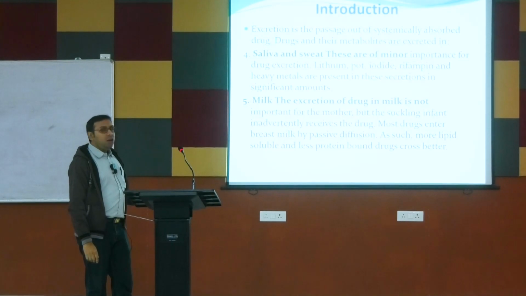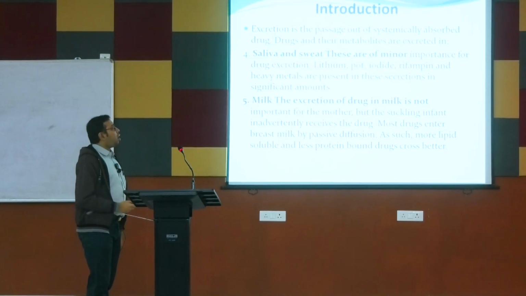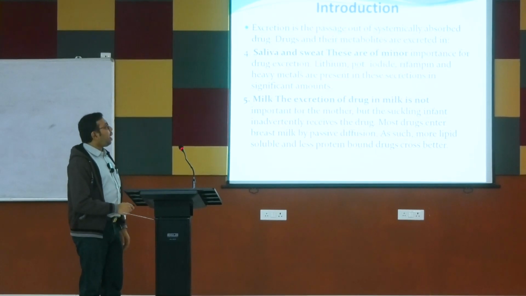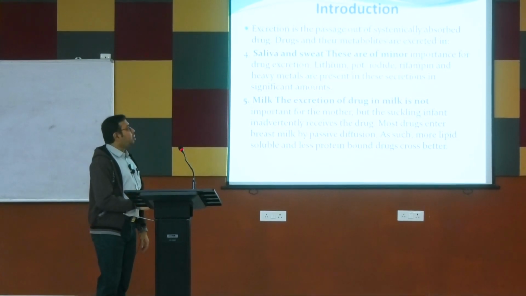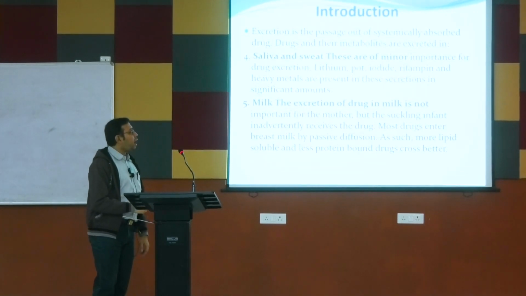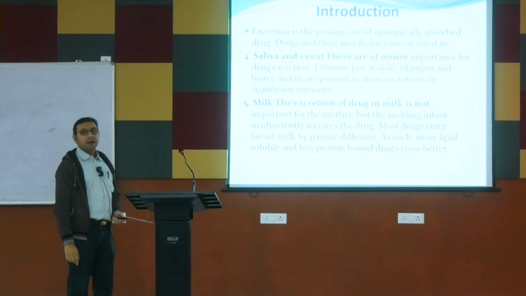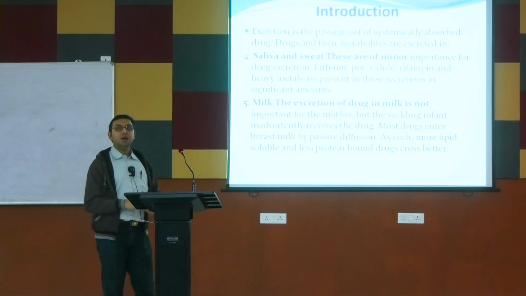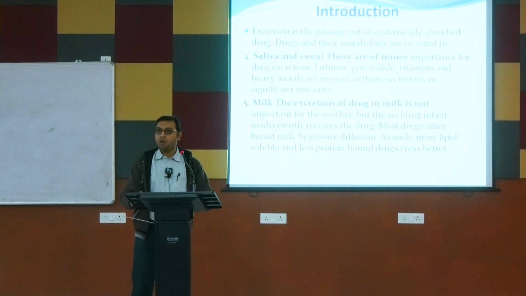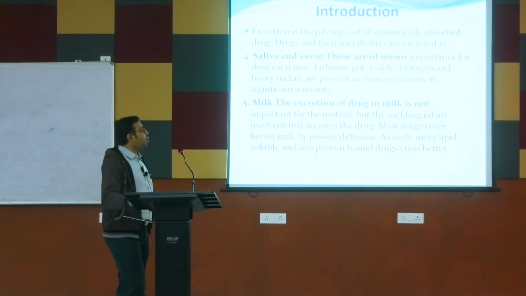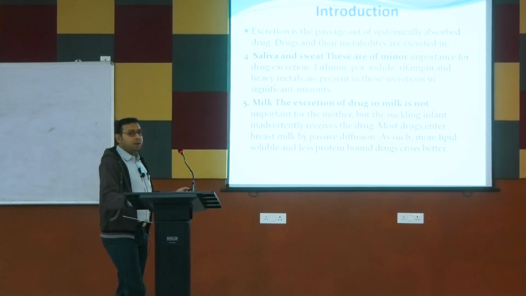Apart from these, there are some minor ways of excretion. One is the saliva and sweat. These are of minor importance for drug excretion. Examples are lithium, potassium iodide, rifampicin and heavy metals. These are present in these secretions in significant amounts. Rifampicin you will read in the antitubercular chapter, anti-leprotic chapter, etc. Lithium is a CNS drug. Potassium iodide can be a hormonal drug. Heavy metals can be secreted in the saliva and sweat.